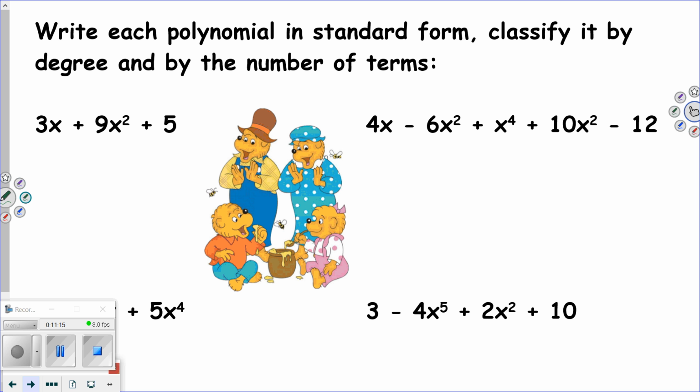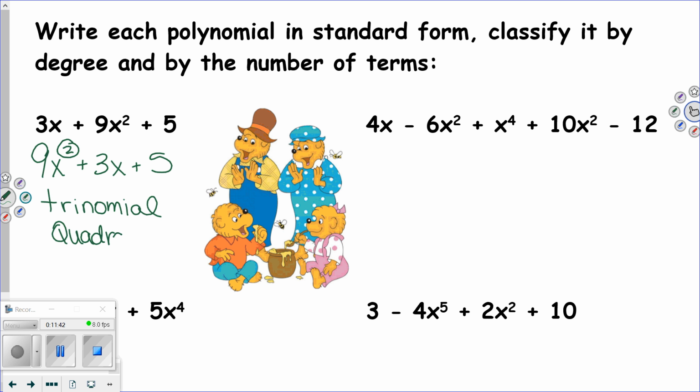All right, so the first one, put it in standard form first. So what order should it be written in? Okay, classifying it by its terms. How many terms does it have? It has 3 terms. This is a trinomial. And then by its degree, good, the degree is a 2, which is quadratic. So this is the type of answer I would look for. Standard form, classifying by its terms is trinomial, and then by the degree is quadratic.